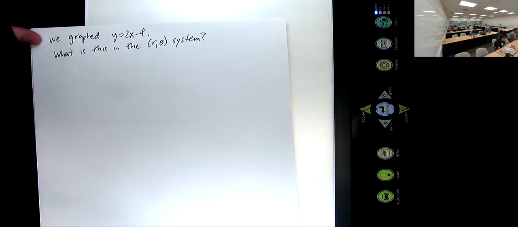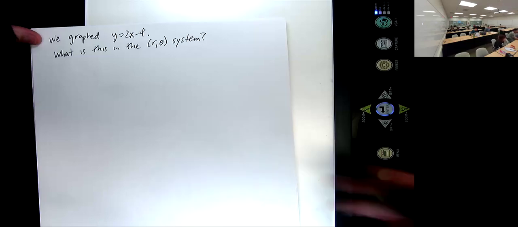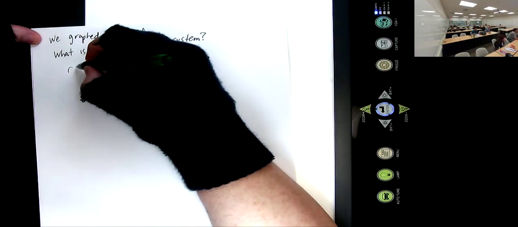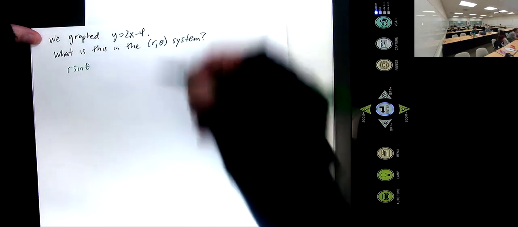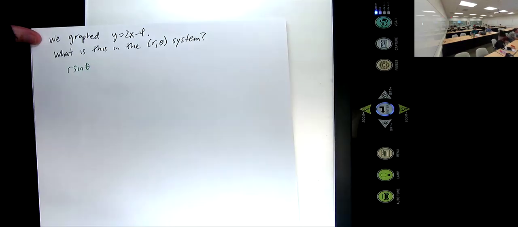Is it the tangent? You just told us, so we just had it. Is it r sin theta? It's r sin theta. We've used y equals r sin theta multiple times in this class.